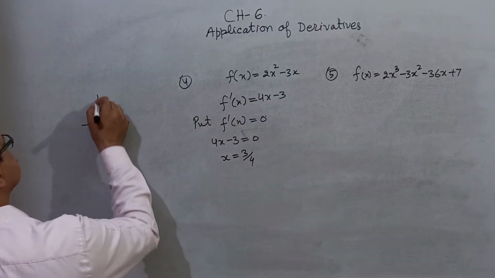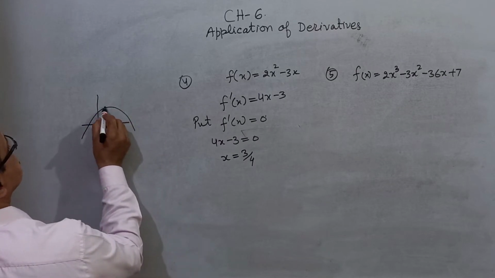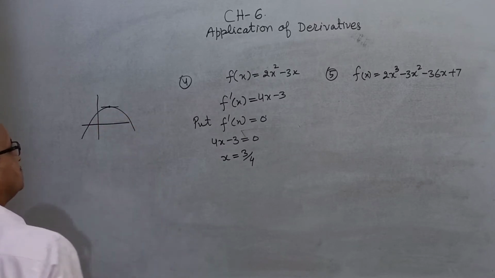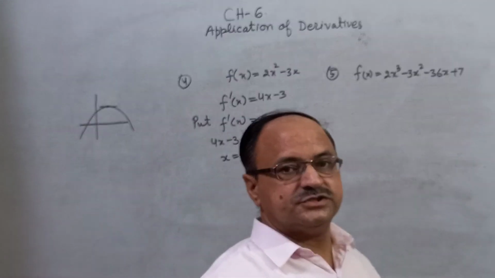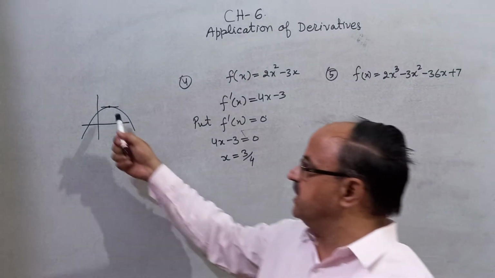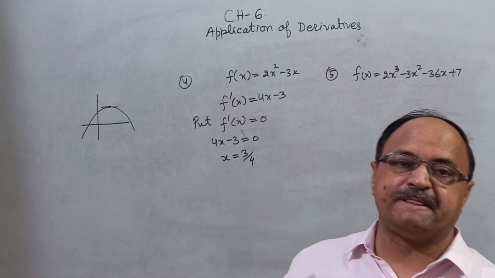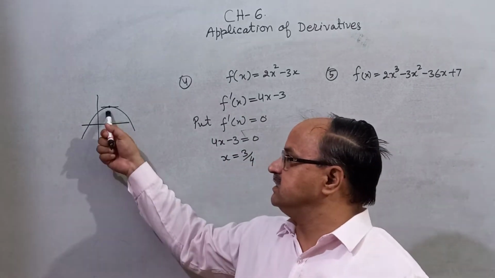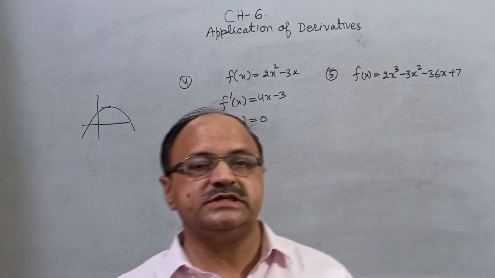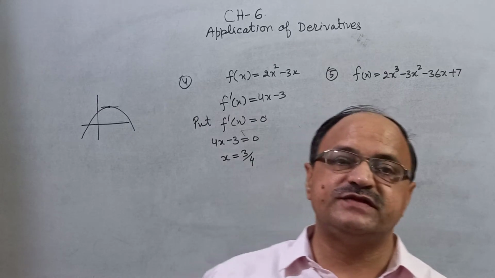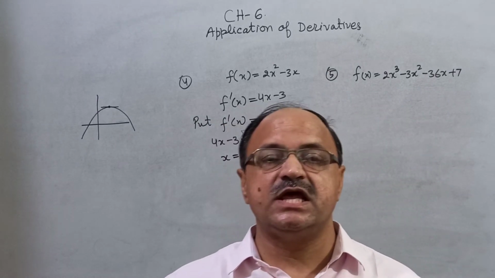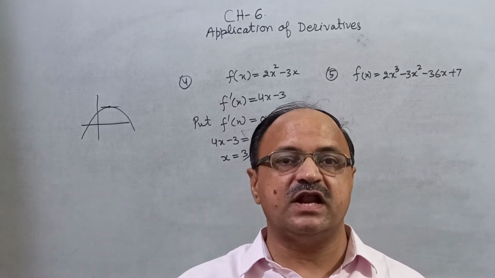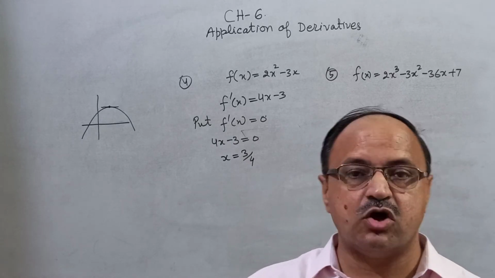For example, suppose the graph is like this. So this is called a turning point. The point where the curve starts turning, right? That is called a turning point, or you can say critical point, or stationary point. At this point, the derivative of that function is 0. If the derivative of the function is 0, it means the line passing through this point is parallel to the x-axis, and already you know if the line is parallel to the x-axis, then the slope is 0.